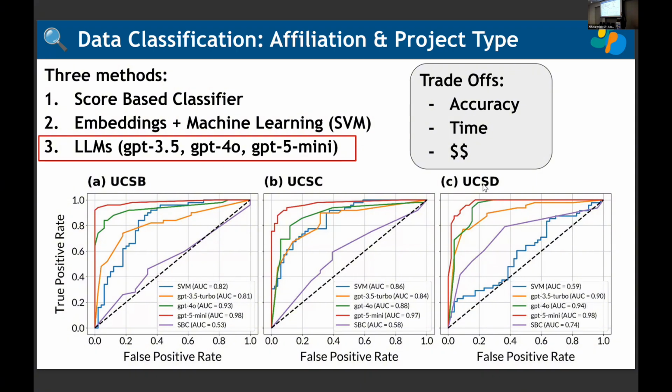And of course, there's trade-offs of accuracy, time, and money. Of course, LLMs are not cheap. So I'm just showing you there's different ways of doing it, but depending on what you want to prioritize, you can do either way. There's a lot more information about this in my paper, which I will share at the end. But this is just a summary of all the things that I tried.